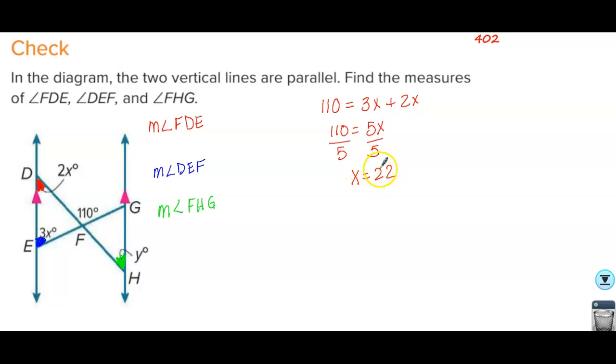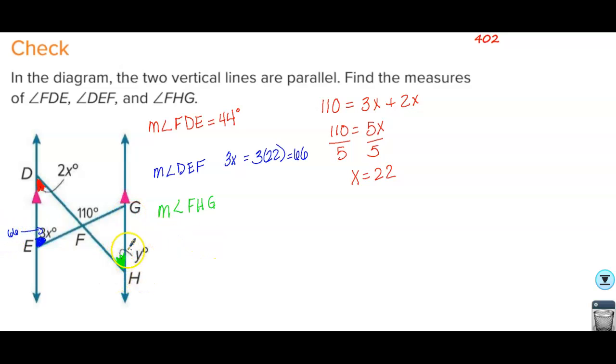Okay, so now that I know x is 22, can I solve for D, this one right here? Yes, I can, because I know that it's equal to 2x. Well, if x is 22, what's 2x? 44. Just multiply it times 2. So the measure of this angle is 44. Do I also know the measure of this angle, the blue angle? Yeah, I found that by solving for x, because it's 3x. So 3x, and x is 22, is 3 times 22, which is 66. So I know this one is 66.